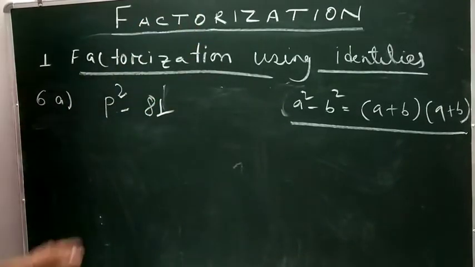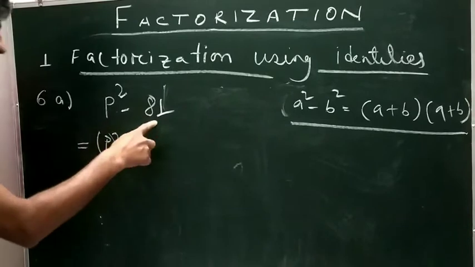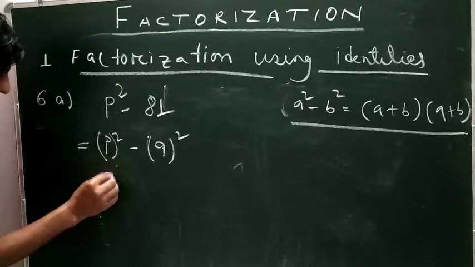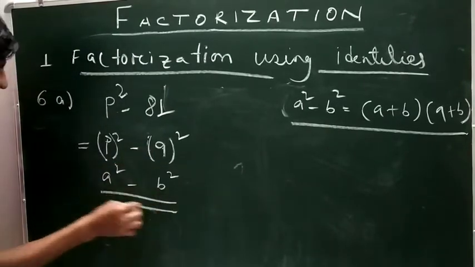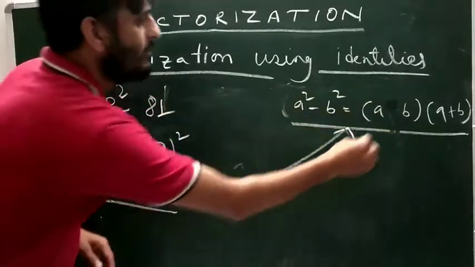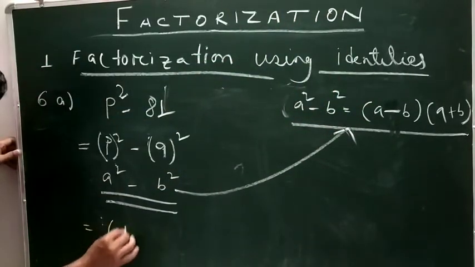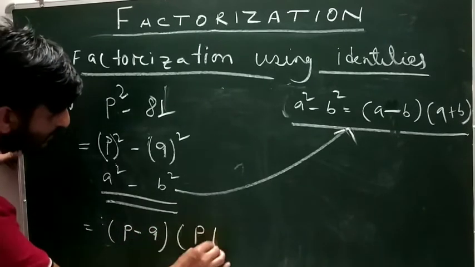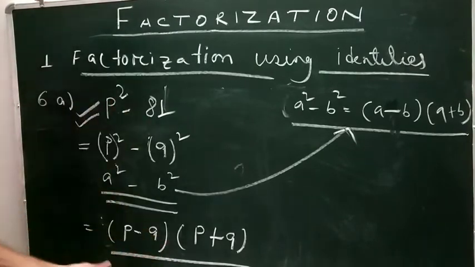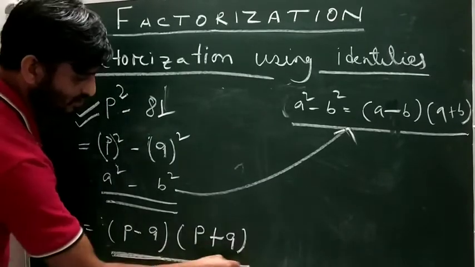Now see here, it is p square, and minus 81 means minus 9 whole square. So this means a square minus b square, and the identity is a minus b multiplied with a plus b. So it will be p minus 9 multiplied with p plus 9, and factorization means writing an algebraic expression as a product of different terms. So I am writing the algebraic expression as a product of these two terms. So this is called the factorization.